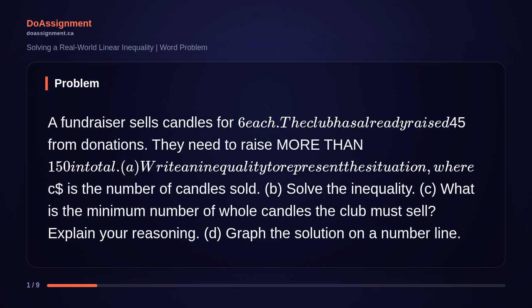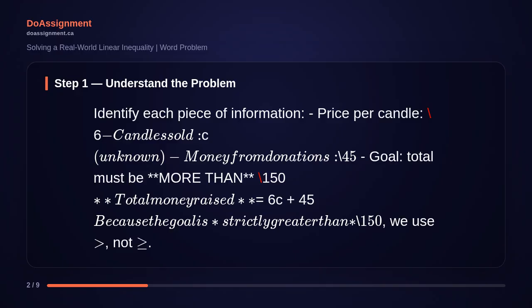Now let's work through the solution step by step. Let's break down the problem. The club earns $6 per candle sold, plus they already have $45 in donations. Their total must be more than $150. Since it's strictly more than, not equal to, we'll use the greater than symbol.